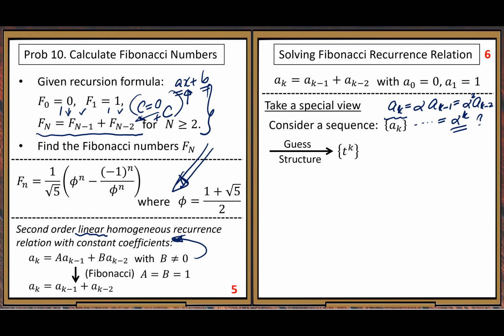Monomial. It is a monomial, right? Power function monomial. Okay? All right. Now we guess the structure based on the special case, the first order linear homogeneous recurrence relation. There is some base, right? It's not a baseless guess. There is something we can base it on.